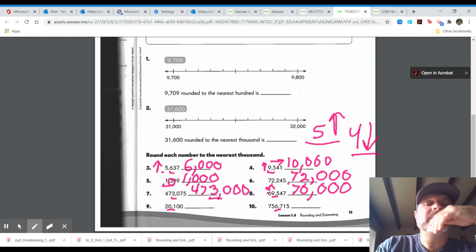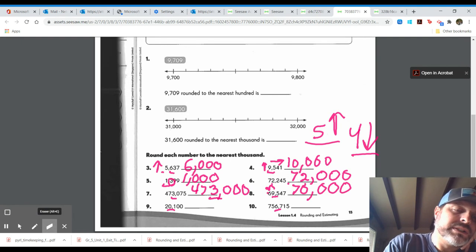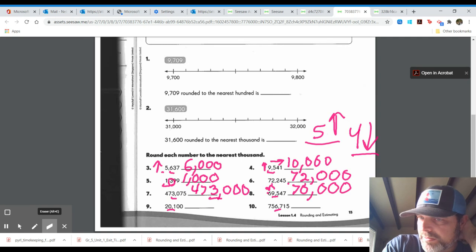All right, so do you try to do the last two? We did all those together. And I'm actually going to open up a new Seesaw page. If you got it written down, great. If you need it, remember it's in your workbook. This is page 15 in your workbook, okay? Don't forget.